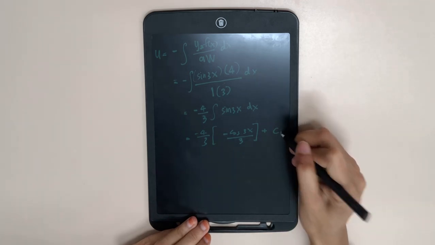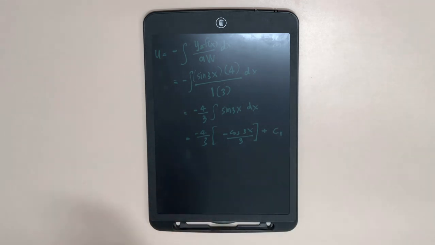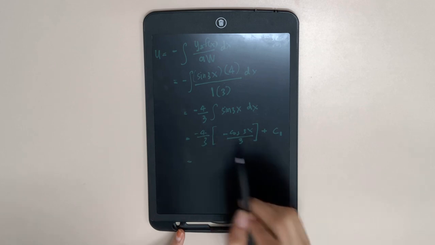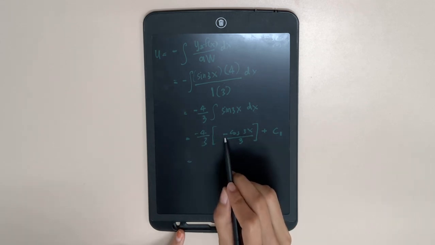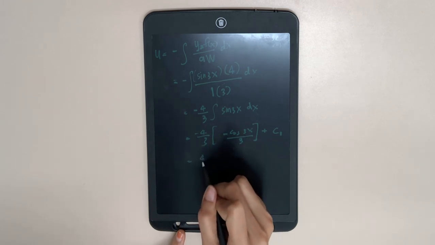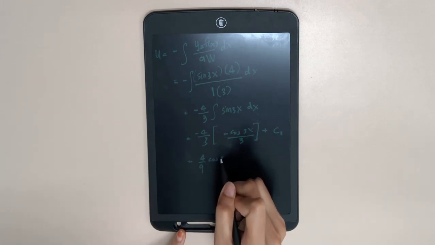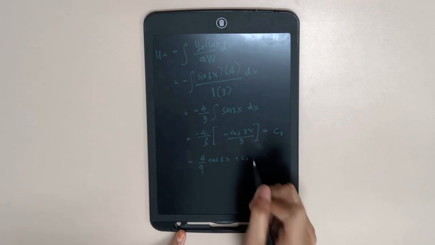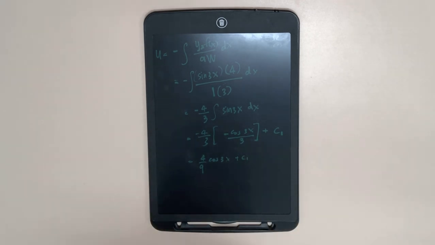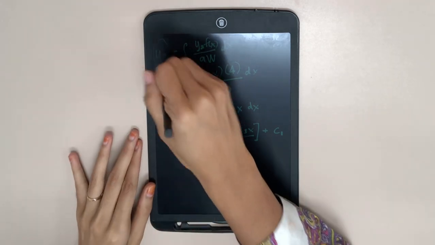So c1, because you have another one that you want to calculate later on, which is v, right? So you can simplify now. You have negative, so positive. The 3 you can bring outside, so you have 4/9 cos 3x plus c1. So this is the answer for you.